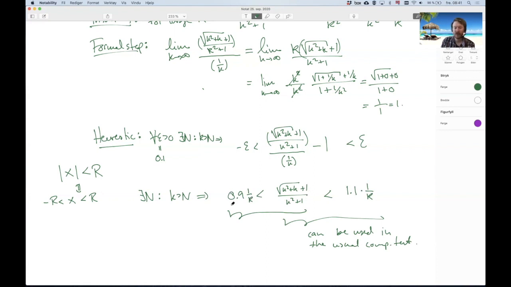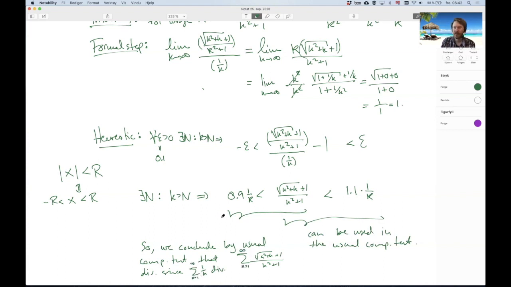Now, of course, if I sum these 1 over k's, it doesn't matter if I multiply by 0.9 or 0.5 or whatever, as long as this is a positive number. Then if I sum up these terms, I will get something that diverges since the harmonic series diverges. Hence, this guy has to diverge. So we conclude by the usual comparison test that our series here diverges, like this. And of course, I should put my limits here from 1 to infinity.